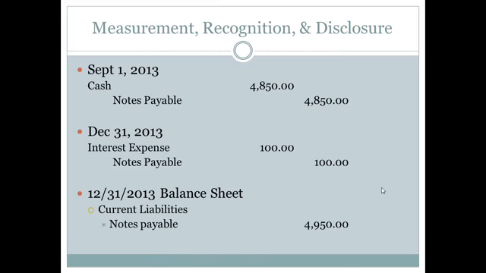In terms of a balance sheet disclosure, this is a short-term note. It's only going to exist as of December 31st. It's only going to exist for another 2 months, or is expected to be paid in another 2 months. And so it's definitely a current liability. And notice now that the balance in the notes payable account is $4,950. $4,850 original credit entry, and now we've added $100 to recognize the interest. So the balance in the note payable account is $4,950.